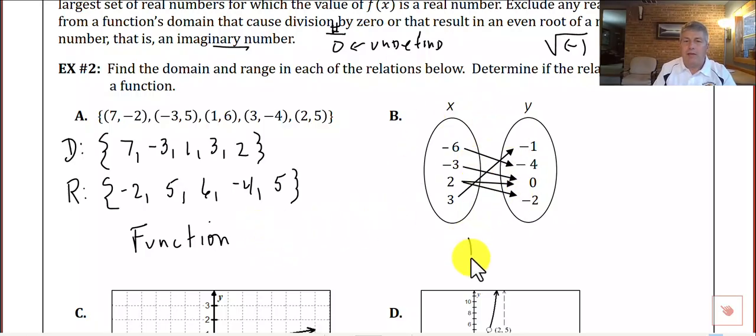B, on the other hand, is just a relation. We see here this 2 is mapping to both 0 and -2. So if we input 2, we don't know what we're going to get. We might get 0, we might get -2. Whereas in sample A, when we input -3, we knew we'd get 5. And we knew if we input 2, we're going to get 5.